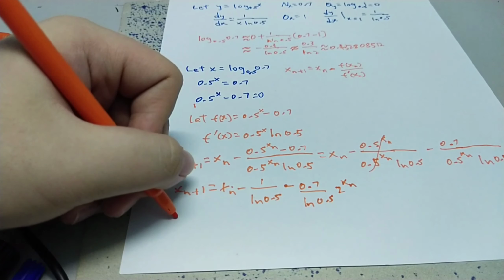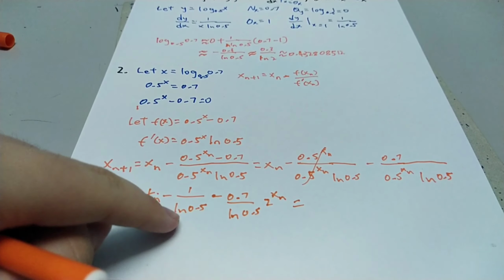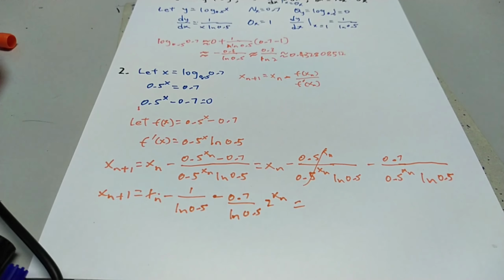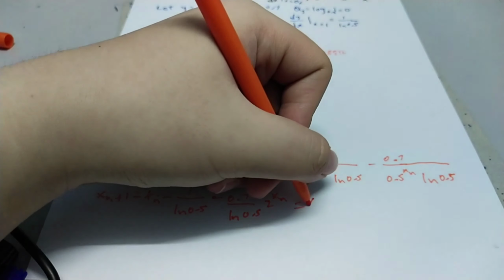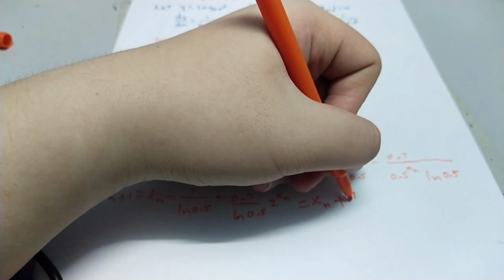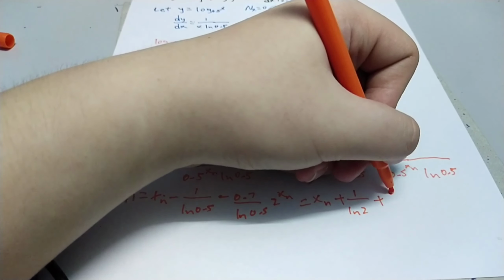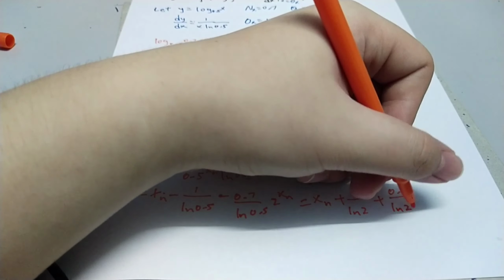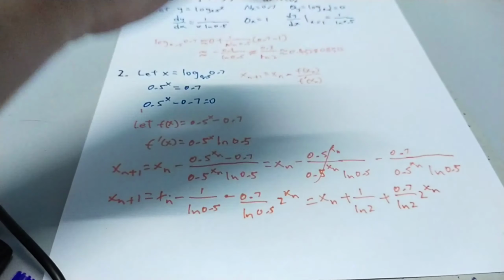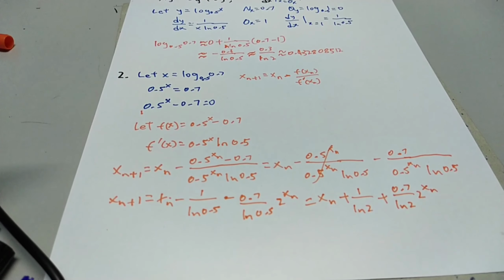And then I'm still going to simplify this. Now natural log of 0.5 is equal to negative natural log of 2. So this thing is going to be equal to x sub n plus 1 over natural log of 2 plus 0.7 over natural log of 2 times 2 power of x sub n. And then we are technically done.